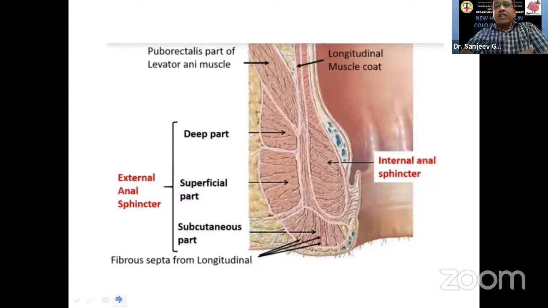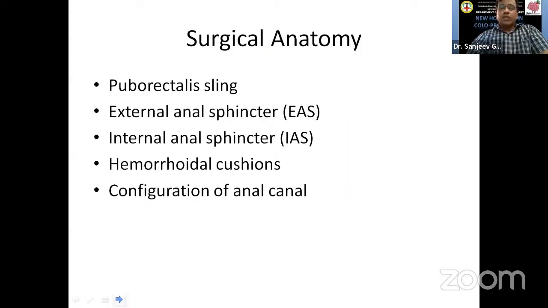So, in the anal sphincter complex, the internal anal sphincter, the external anal sphincter, and puborectalis are important. This topic has already been covered, so I'll just move forward looking at the constraints of time. Surgically, as I said, the muscular complex like the puborectalis sling, external anal sphincter, and internal sphincter are important. In addition to this, the hemorrhoidal cushion is also important, and the configuration and angulation of the canal is important in maintaining continence.